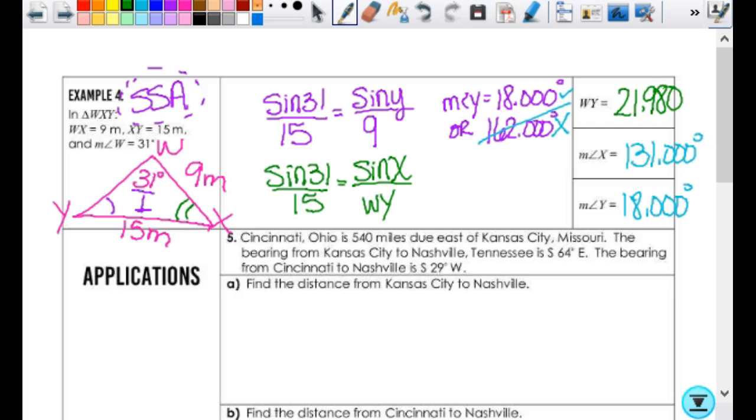And are there units here? Yes. Meters. Okay. Everybody okay with that? Any questions at all? Okay.